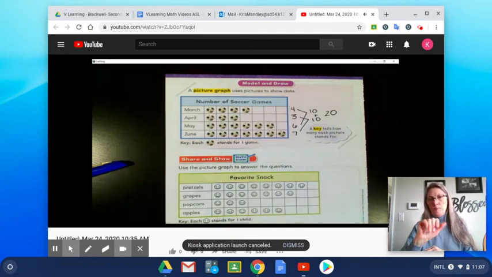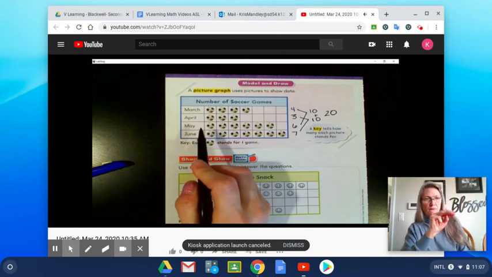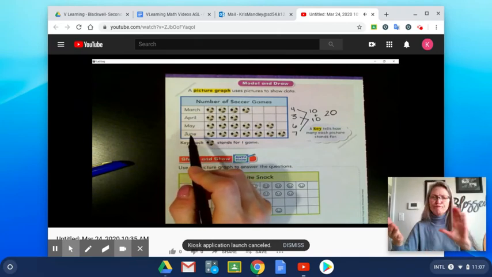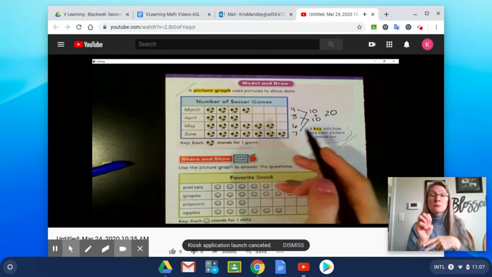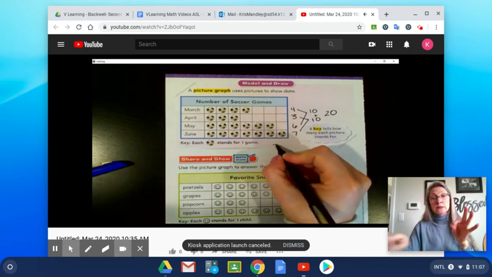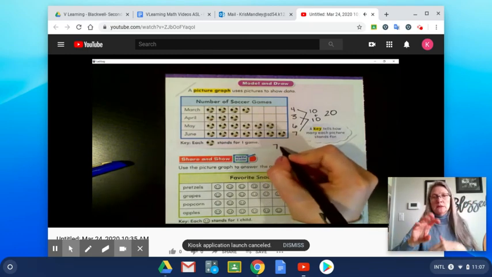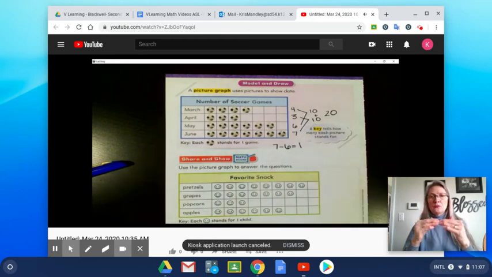How many more games are there in June than May? So if I'm comparing June and May, I need to think about, well, which one has the most soccer games? That's June. How many more? Well, I can do a number sentence and subtract 6 from 7, meaning that there's 1 more game. So June has 1 more game than May.